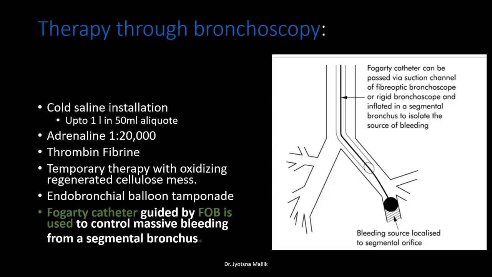Therapy which can be done through bronchoscopy: we can directly infiltrate cold saline, and we can put adrenaline 1 to 20,000 dilution. Thrombin, fibrin can be inserted. A temporary therapy with oxidized regenerated cellulose mesh can be done. Endobronchial balloon tamponade can be done. A Fogarty catheter is introduced through the bronchoscope's suction port, and it is proceeded distally to the segmental bronchus where there is a bleed. We can make a tamponade and stop the bleeding.